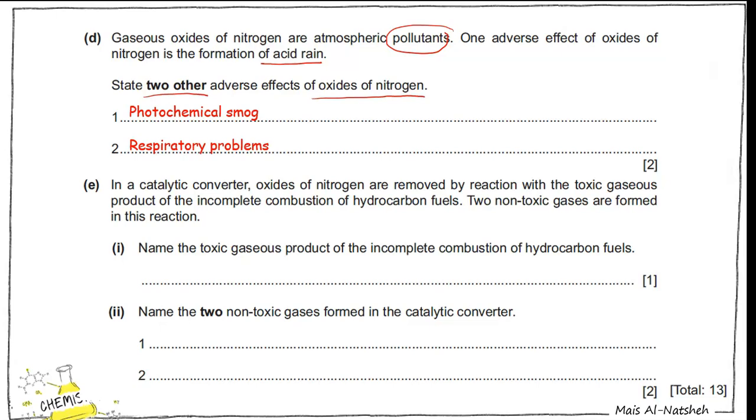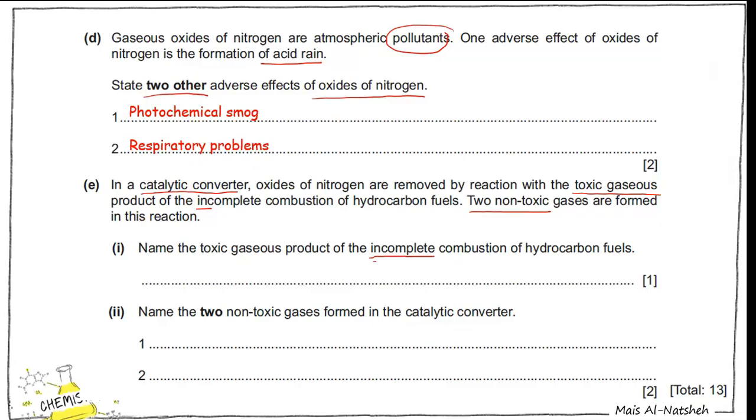Next part. In a catalytic converter, oxides of nitrogen are removed by reaction with toxic gaseous product of the incomplete combustion of hydrocarbon fuels. Two non-toxic gases are formed in this reaction. Now, name the toxic gaseous product of the incomplete combustion.